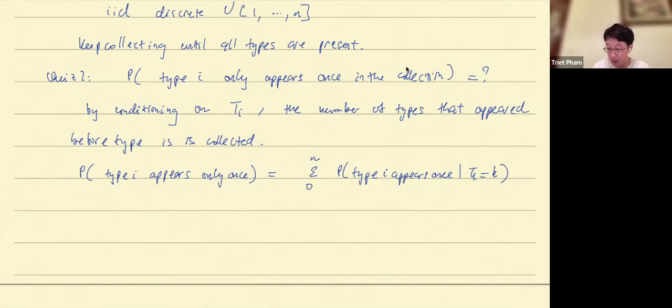Type I can be the last to appear. In that sense, sorry, here should be N minus 1. Because if type I is the last one to appear, then N minus 1 types must have appeared before type I is collected. All right, so N minus 1. Okay so far? And then, of course, multiply with the probability that TI equals K.